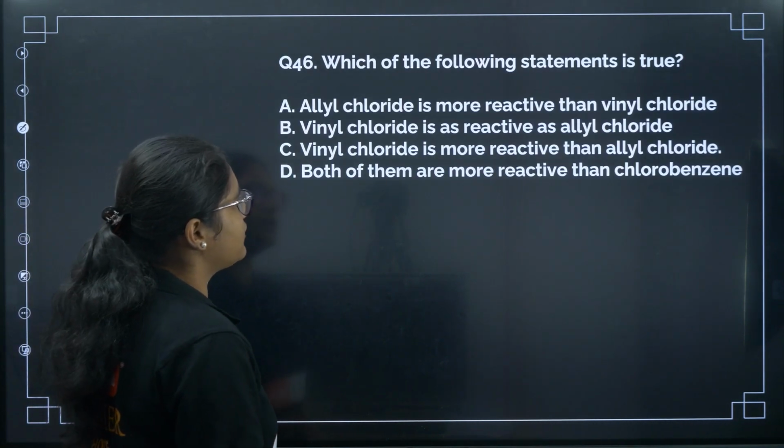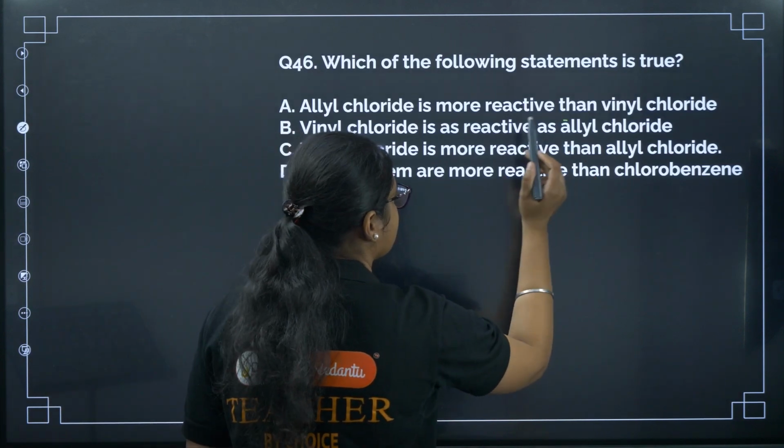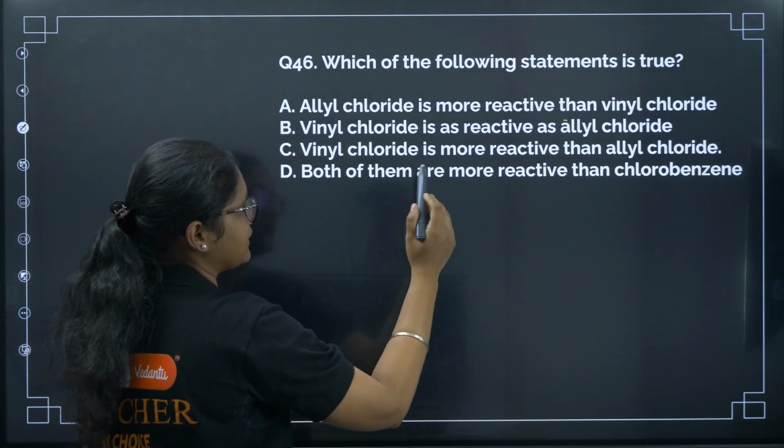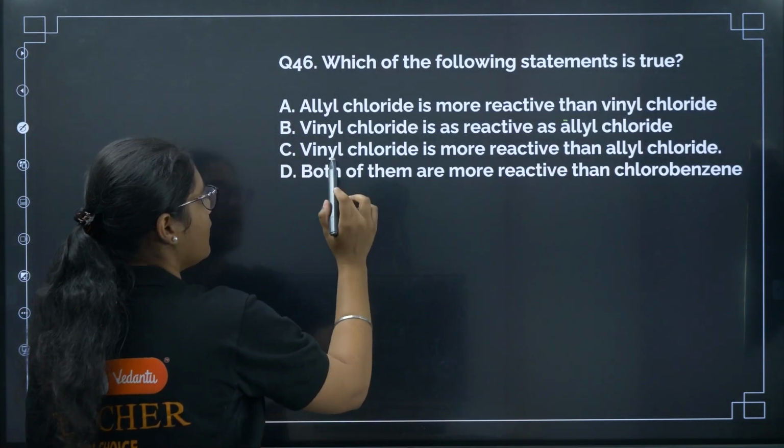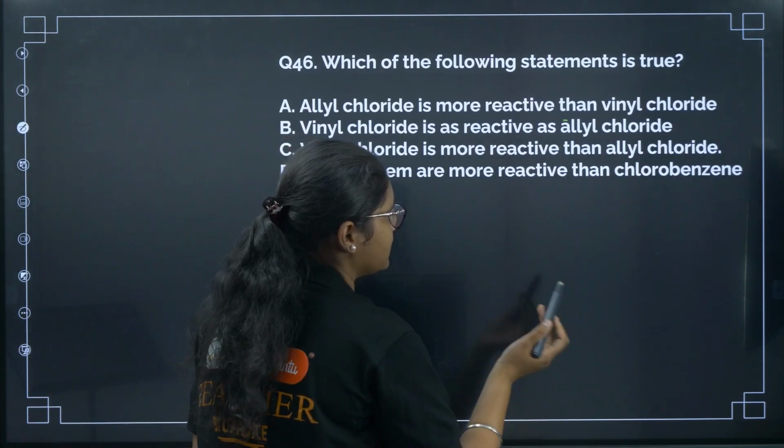Next, which of the following statements is true? Allyl chloride is more reactive than vinyl chloride. Vinyl chloride is as reactive as allyl chloride. Vinyl chloride is more reactive than allyl chloride. Both of them are more reactive than chlorobenzene.